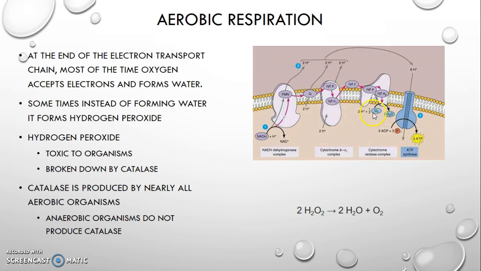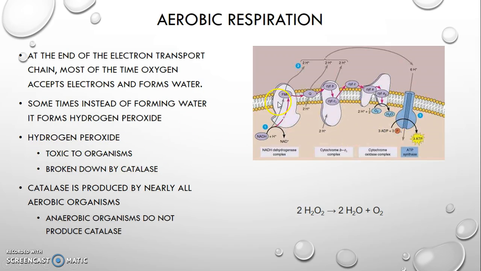What happens is that these oxygens accept the electrons and then produce H2O. And then you can take this proton gradient, pump it across ATP synthase, and make ATP for energy. At the end of the electron transport chain, most of the oxygen accepts electrons, and they do form water. But sometimes, instead of forming water, they form hydrogen peroxide. Now, this is very bad because hydrogen peroxide is toxic to organisms.